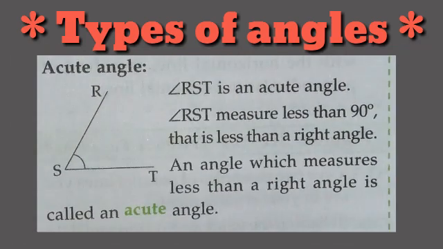Now let's move towards the second type of angle, that is an acute angle. Here this is the figure which shows us that angle RST is an acute angle. So the angle which is less than 90 degree, it means which is less than a right angle, is called an acute angle. Note down the definition. An angle which measures less than a right angle is called an acute angle.